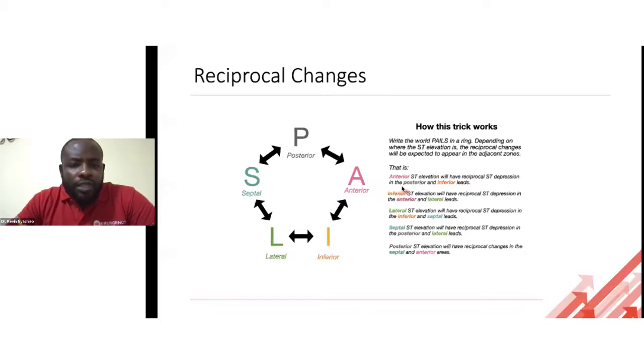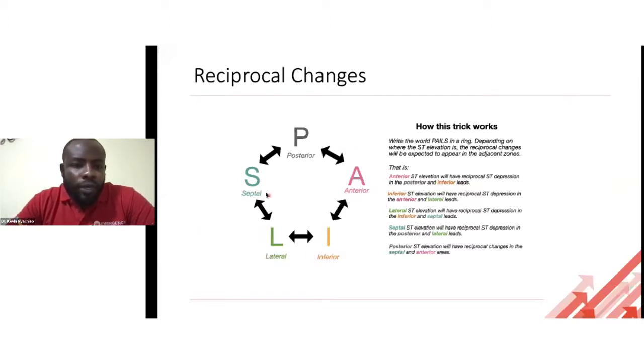So if you notice when you look at an ECG that there is ST elevation on the anterior leads, immediately you should be able to look at the posterior leads and the inferior leads, leads 2, 3, aVF, for reciprocal changes. If you're seeing ST elevations in anterior leads, you should look for reciprocal changes, usually ST depressions, in the inferior leads. For the inferior leads, lateral leads and septal leads, it is more or less the same.